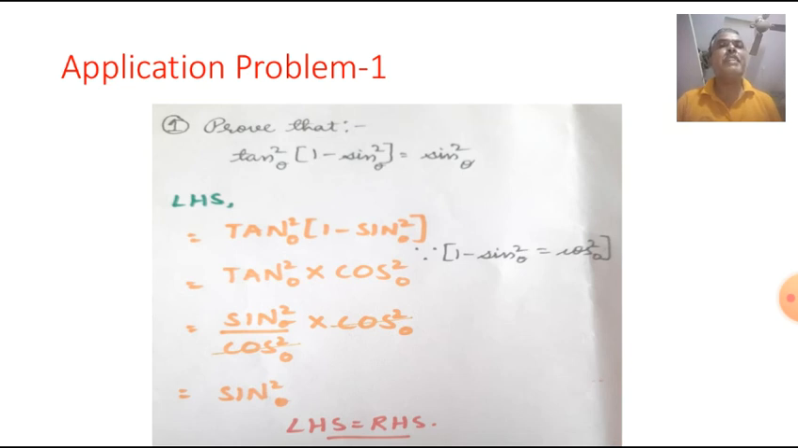What is in the left hand side? We have tan square theta into 1 minus sin square theta. Take that. So tan square theta, write tan square theta as it is, into, in the bracket we have 1 minus sin square theta. We can replace 1 minus sin square theta by cos square theta. It is there in the formula. So therefore we got tan square theta into cos square theta.